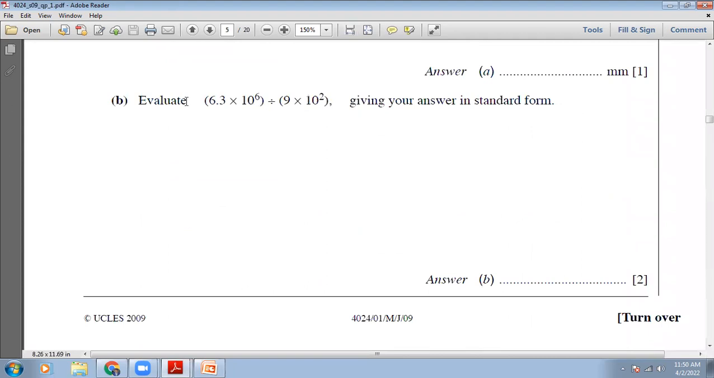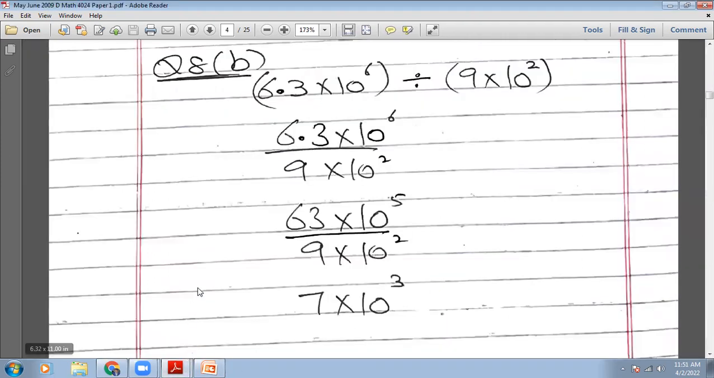Okay. He says evaluate. So say we have 6.3 expo 6 divided by 9 expo 2. So see how with the technique I write them in the fraction form. So move this decimal 1 step here, so it becomes 63. Then the calculation will become easy. This power will decrease by 1. So you have 63 expo 5 divided by 9 expo 2. 9 sevens are 63, so you have 7. Their powers will be subtracted, so you are left with expo 3. So the final answer is 7 expo 3.